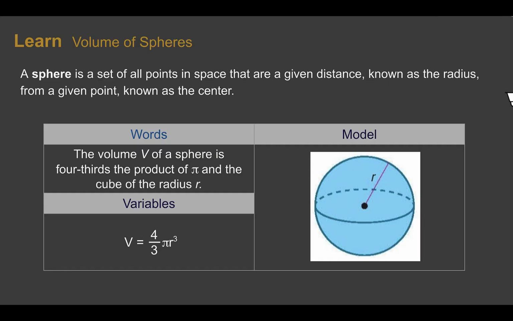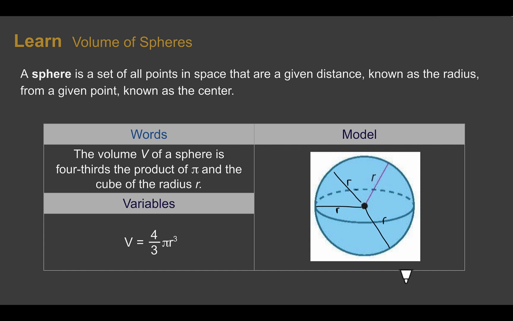Let's learn volume of spheres. Our third three-dimensional object that we need in this lesson are spheres. A sphere is a set of points in space that are the same given distance, or the radius, away from another point called the center. So we can see the center here is in the center of this circle shape, but it's actually the center everywhere.